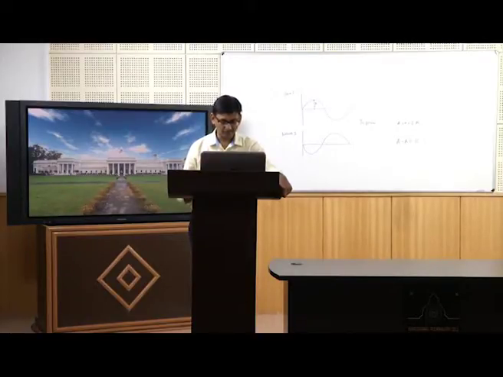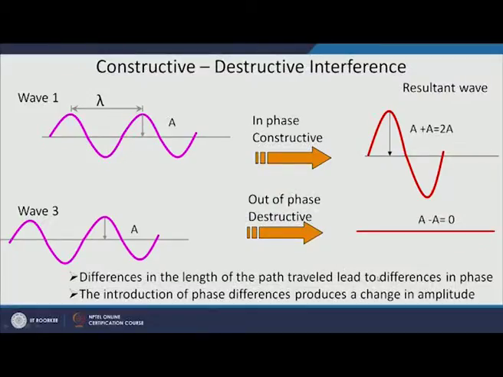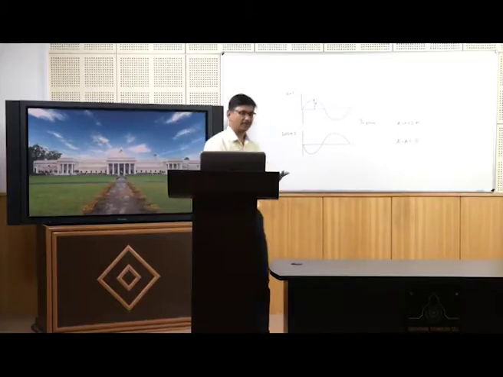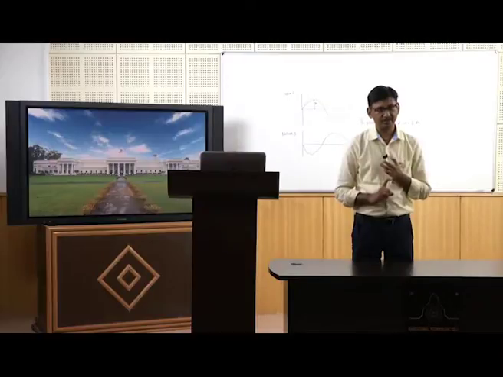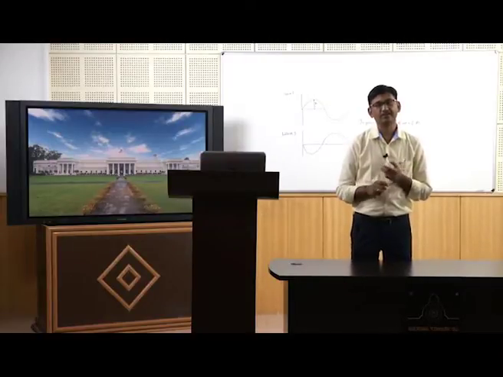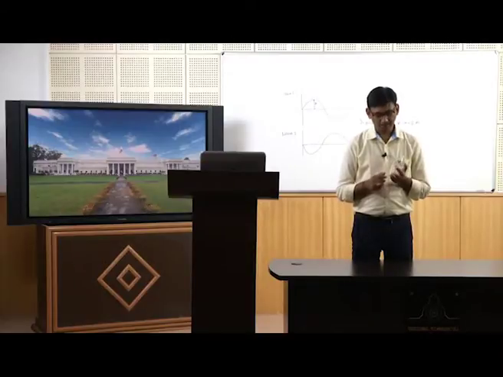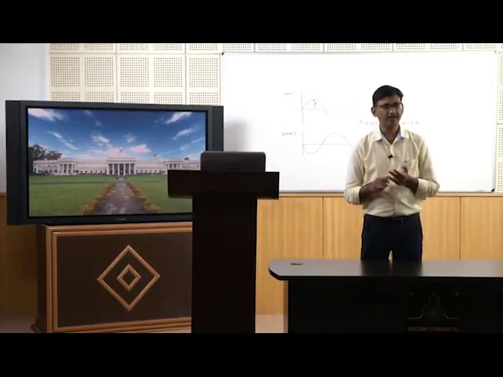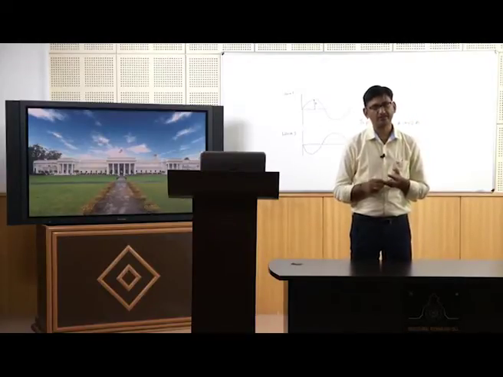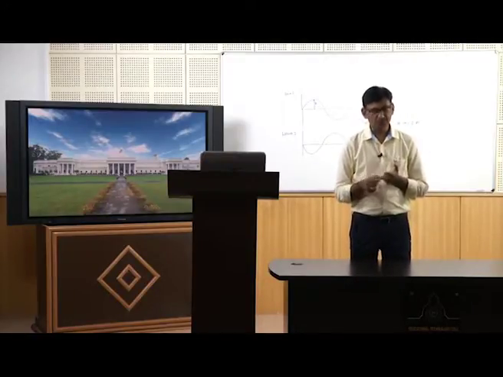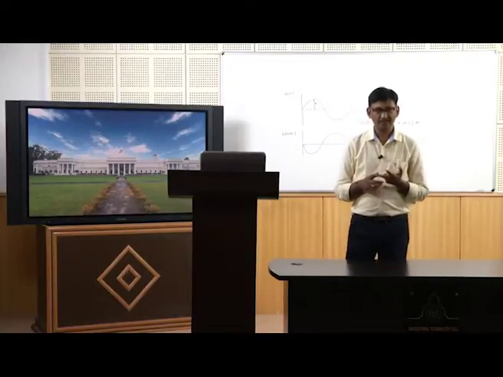So, this is what is summarized here. The differences in the length of path travel lead to differences in phase, and the introduction of phase difference produces change in amplitude, okay. So, this is what now we know that X-rays have wavelength which is in atomic range or atomic scale, okay, some angstrom. The distance between the regularly spaced atoms in crystals, they are also in that range of angstroms, so some few angstrom, less than 5 angstrom usually.